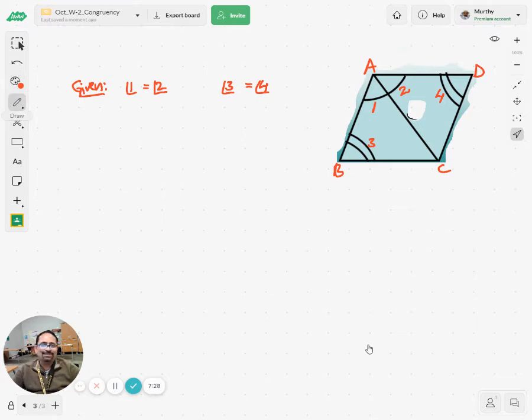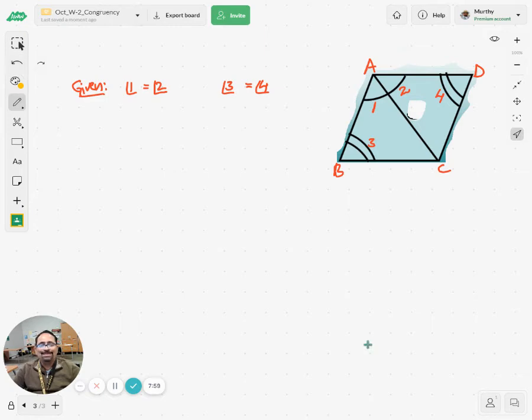You can't say just A, because at point A there are two angles. So simply you cannot take a single letter. Let me take this one as angle 1. If I'm taking angle 1, then it is BAC. I can't take just A.